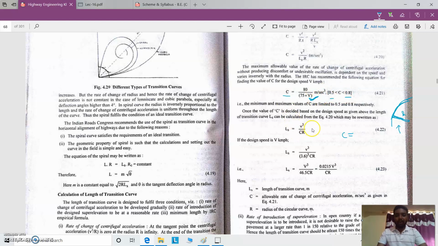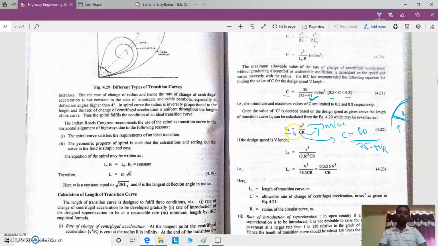To calculate the length of transition curve based on the rate of change of centrifugal acceleration, it is given by Ls, the length of transition curve, equal to V cube by C into R. Again this C is the centrifugal acceleration, given by 80 by 75 plus V. Once you substitute V in kmph here, you will get some value, which has to be substituted as input in place of C. R is the radius of the circular curve, and V is the speed of the vehicle in meter per second.